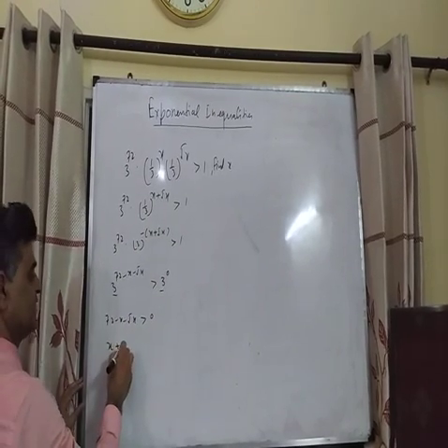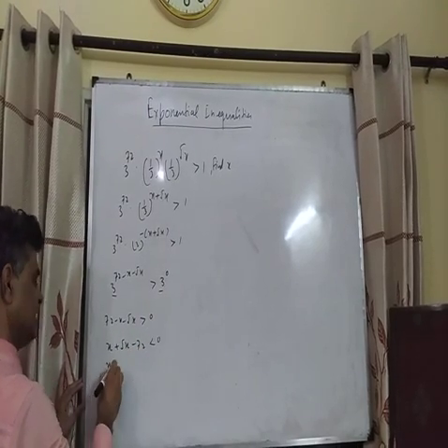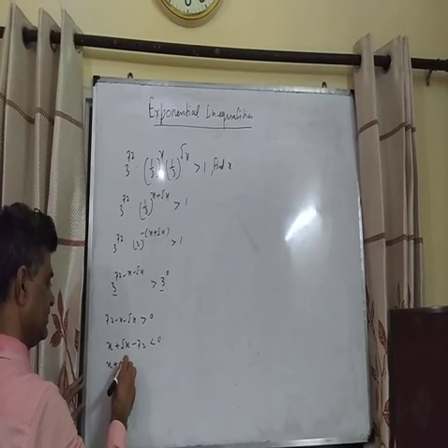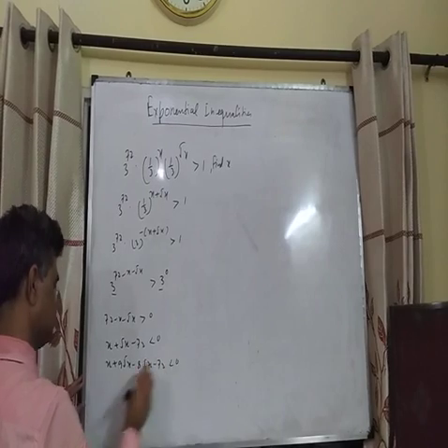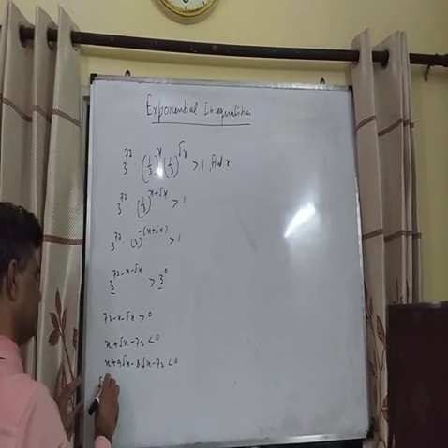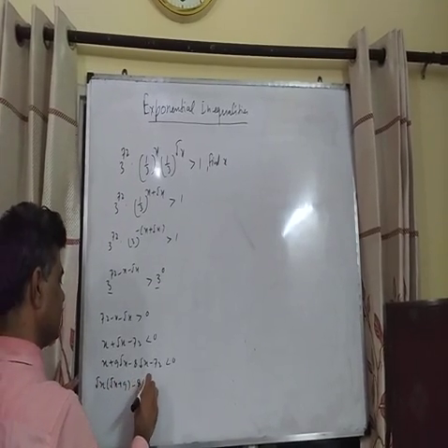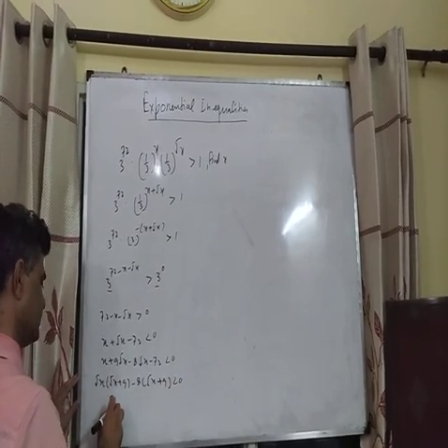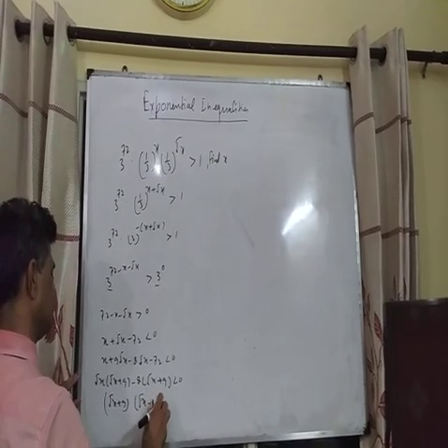Multiplying by minus, x plus root x minus 72 is less than 0. So x plus 9 root x minus 8 root x minus 72 less than 0. So we are taking root x common: root x into root x plus 9 minus 8 into root x plus 9 less than 0. So root x plus 9 and root x minus 8 less than 0.